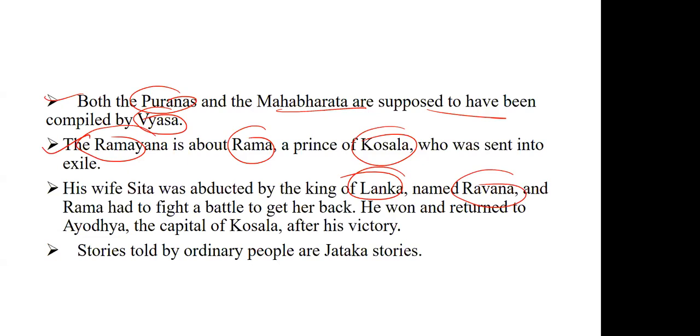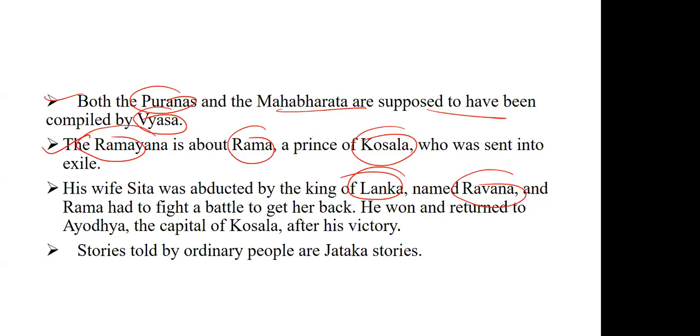ठीक है. The wife Sita was abducted by Ravana, and Rama has to fight that battle because he has to free his wife from the clutches of Ravana. So for that, Rama has to fight a battle, isn't it, to get her back. And in the Ramayana, it is shown that Rama won the battle and returned to Ayodhya, which was the capital of Koshala, after his victory. All right, so that is how the Ramayana was composed, right?